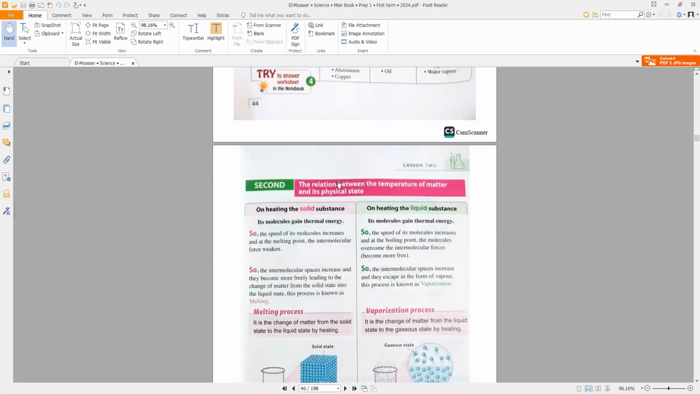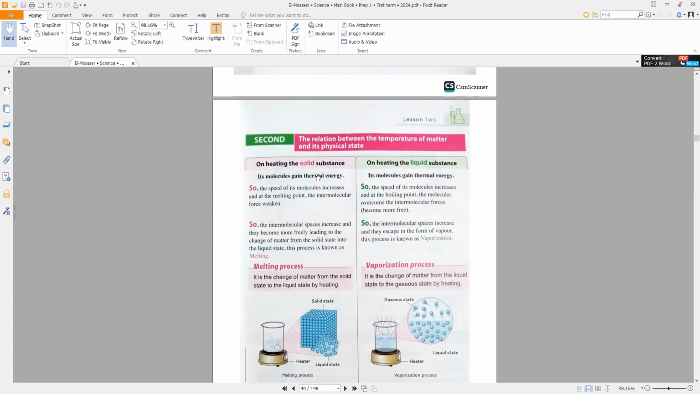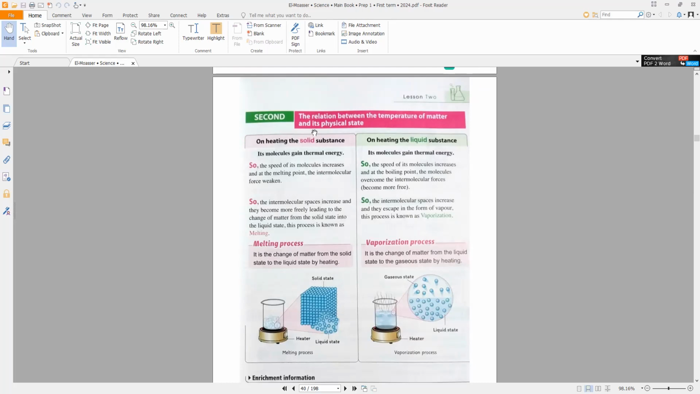Today we will talk about the relation between the temperature of matter and its physical state. What is the relation between the temperature and the physical state? Number one, we will talk about the solid substance.